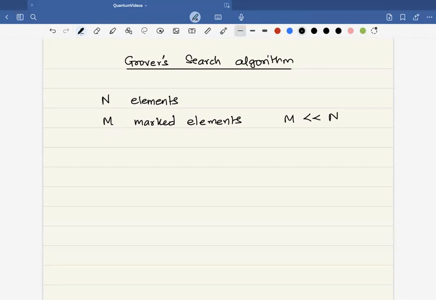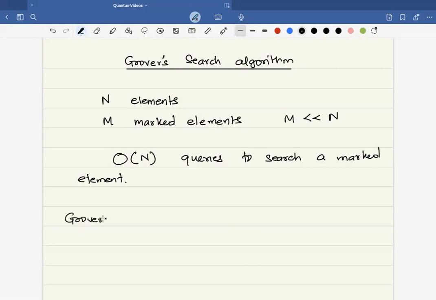And as you may know, for a classical search, you require order of n queries to search a marked element. Now, the Grover search algorithm is a quantum algorithm that does a quadratic speedup over the classical case. So, quantum Grover's algorithm requires only order of square root of n queries to the database.